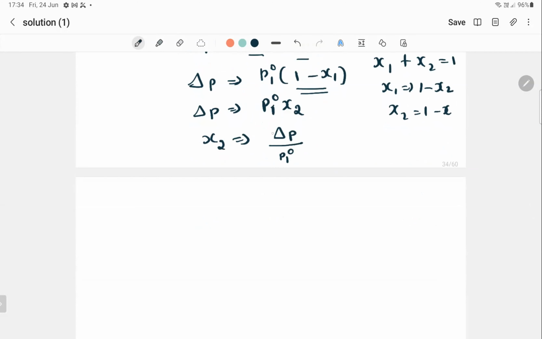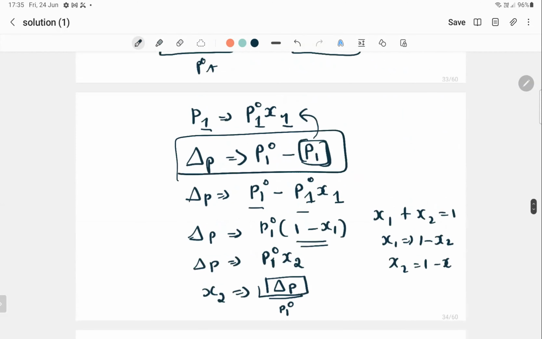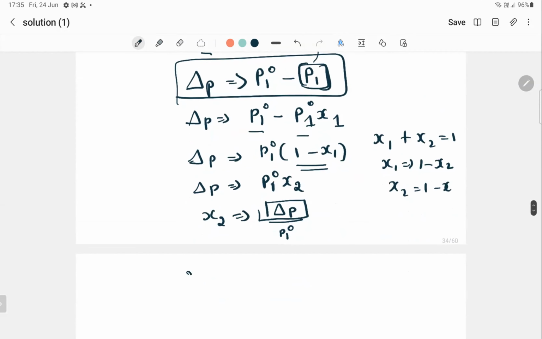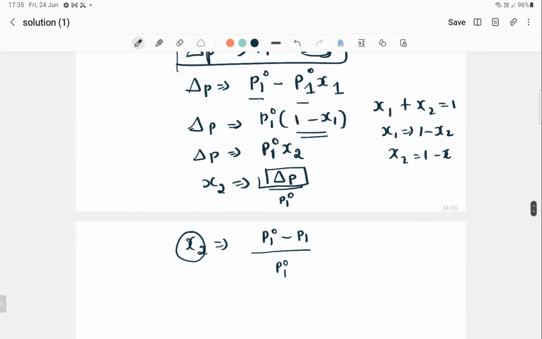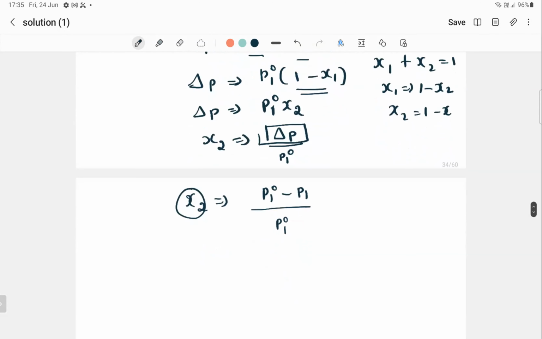Okay. So now what is the delta P value? P1 naught minus P1. Clear? Now I am substituting here. X2 is equal to P1 naught minus P1 divided by P1 naught. Clear? So this X2 is nothing but the mole fraction of your solute, which is moles of solute divided by moles of solute plus moles of solvent in the solution.